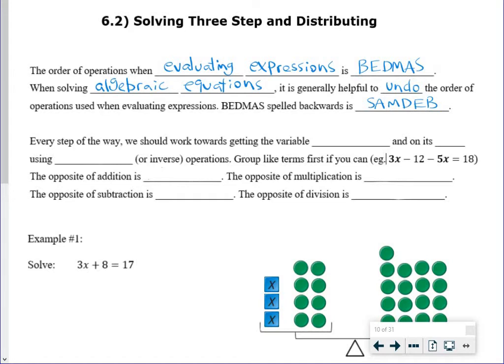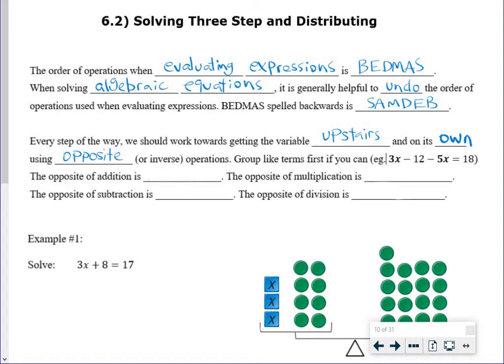So that is not a hard and fast rule, but it is a good rule of thumb to use on many of the equations that we'll be looking at this year. We need to be a little bit flexible with our strategies, so practice makes perfect, right? Next, every step of the way we should work toward getting the variable upstairs and on its own. So in other words, into the numerator and on its own, using opposite or inverse operations.